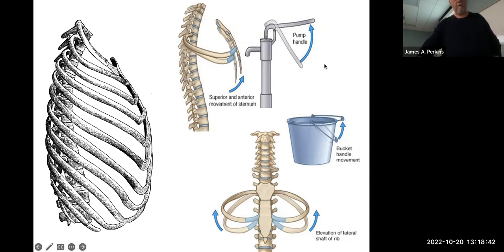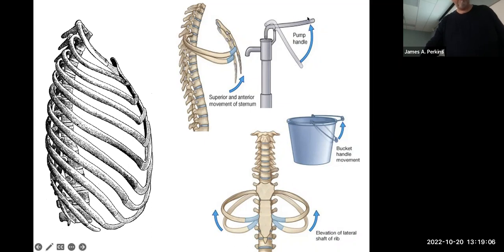And that's been described as a pump handle phenomenon. So if you think of a single rib as being like the handle of one of these old-fashioned water pumps, you see how the handle of that old-fashioned water pump is angled downward when it's sitting at rest, similar to the angle of the rib as it angles down from the vertebra down towards the sternum.